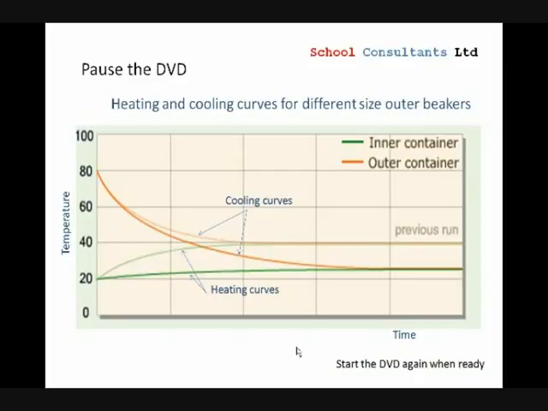Here's my answers. The y-axis is labelled temperature, the x-axis is labelled time. The cooling curves are curves which are decreasing in temperature, and the heating curves are curves which are increasing in temperature. And I've put a title here, Heating and Cooling Curves for Different Size Outer Beakers. But I think what we also need to add is that those two curves there are for the small outer beaker, and those two curves there are for the large outer beaker.